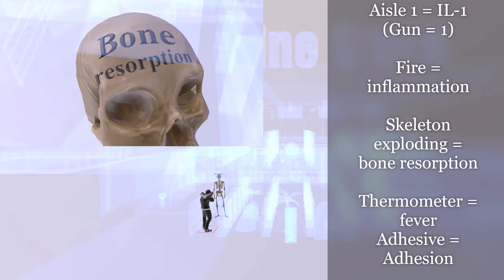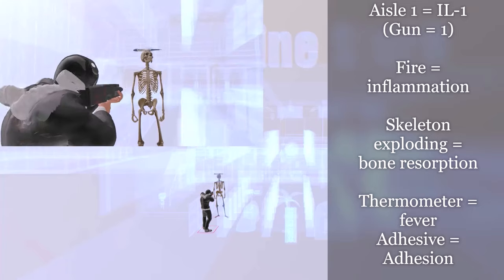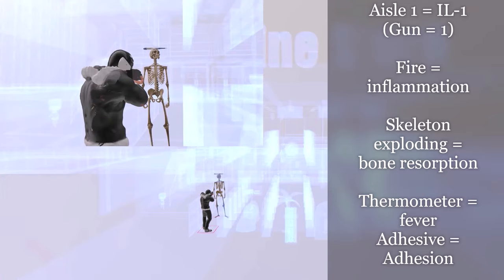Now, there was a thermometer randomly on top of this skeleton over here, held down by adhesive tape. The thermometer reminds us of the fever, as cytokine 1 is a pyrogen which leads to fever through production of PGE2. And the tape reminds us of the adhesion, that cytokine 1 activates endothelium to express adhesion molecules. So just to review, cytokine 1 is responsible for stimulating inflammation, for promoting bone resorption, for producing a fever, and for activating endothelium to express adhesion molecules.